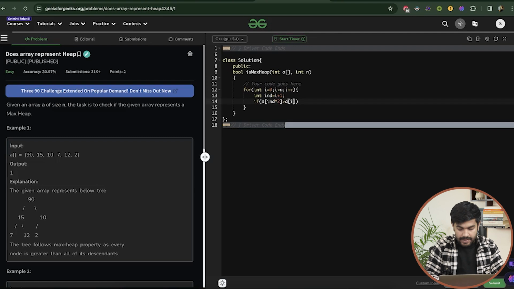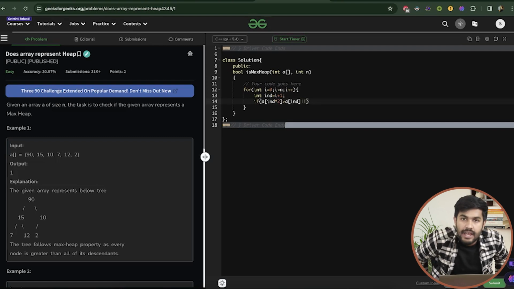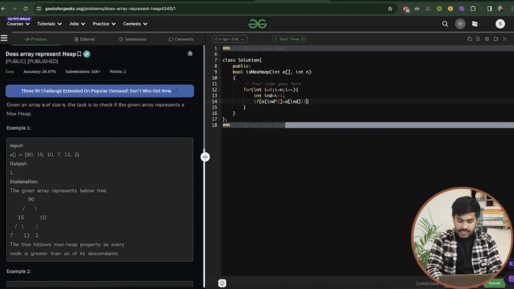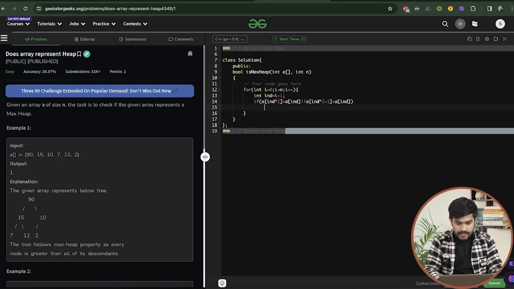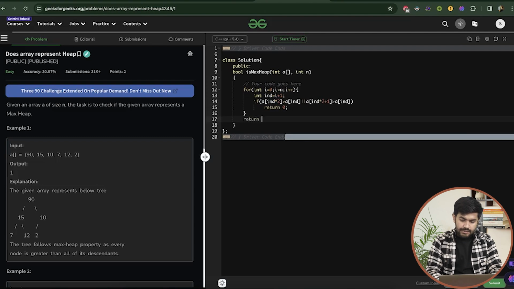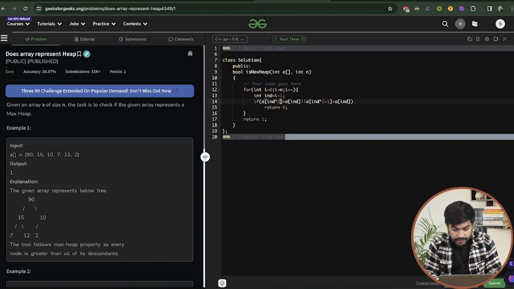The left child and right child should both respect it; if either of them does not, it is a violating condition. So if A of ind multiplied by 2 plus 1 is also greater than A of ind, then return false from here. Else, if you are not able to find either of them, return true. But I said the array is zero indexed, so we need to subtract 1 from everyone.